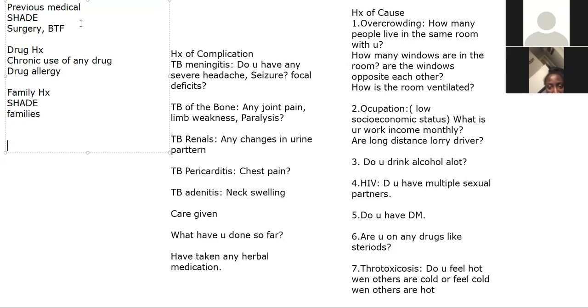You understand? Then you talk about the social history. You ask about the occupation, does he smoke, does he drink, anything he does. You understand? Then you go to the systemic review. You understand? Then I told you about the systemic review. Each system has two symptoms each. Do you understand? Yeah. And again, there's something you need to learn, doctor.